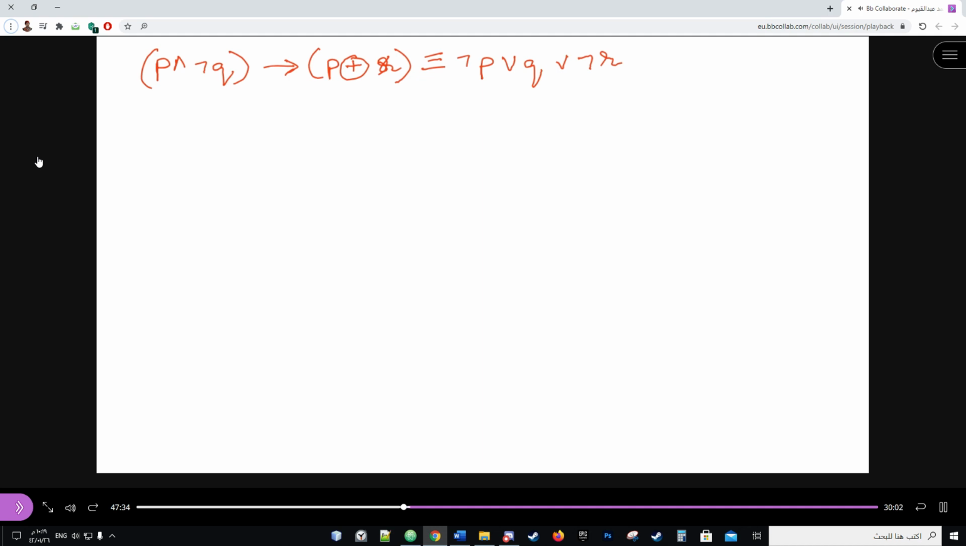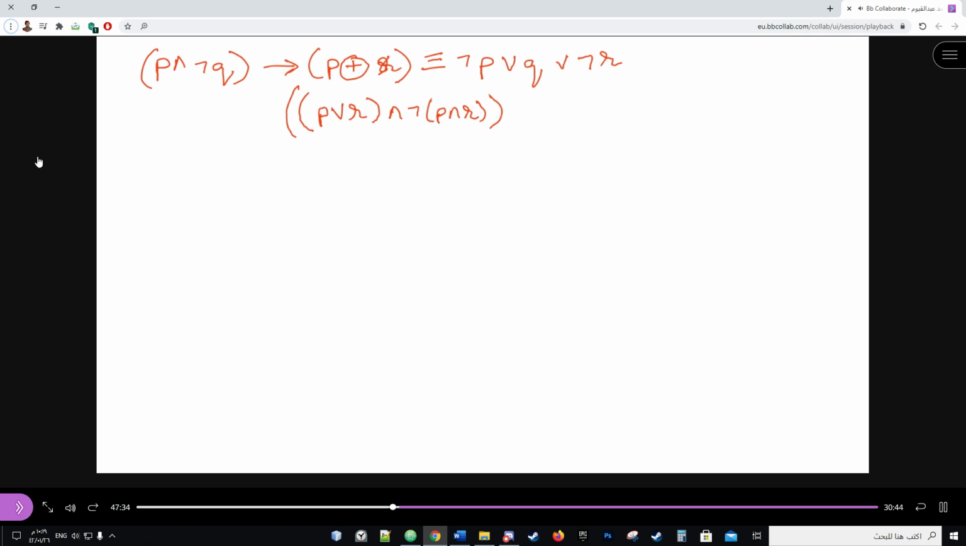Okay, so the first hint is that it's an XOR. We remove the XOR and we remove the implication. So let's get rid of the XOR first. If you look at the laws, you have two rules that you can use for XOR. You can use either one. So we will just expand the XOR. So this is P or R and not P and R. So I expanded the XOR.